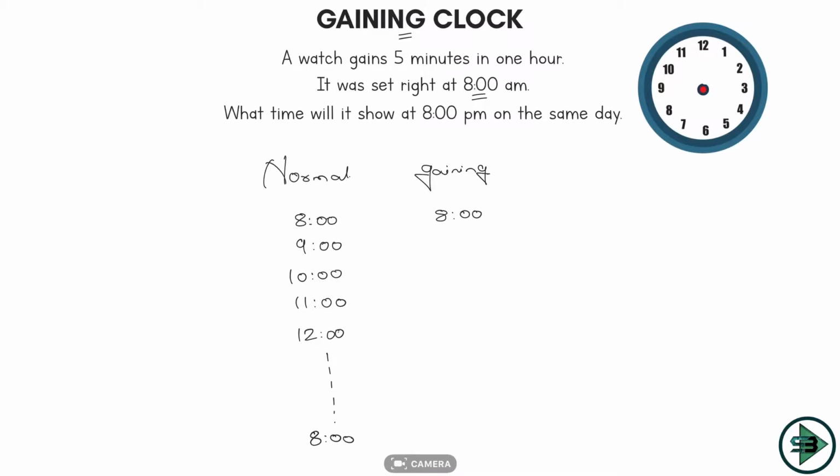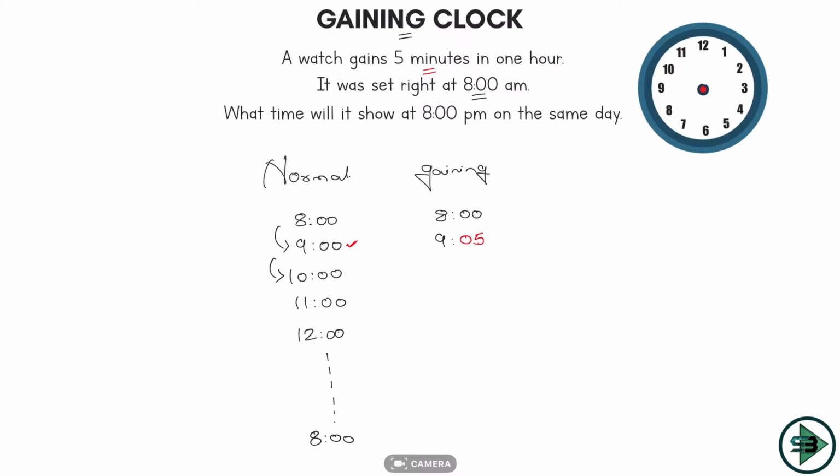But what will happen in the faulty clock right now? The normal clock goes from 8 to 9, the faulty clock will go from 8 to 9:05 and not 9. So when actually the time is 9, it is showing me 9:05. Why? Because it's an error clock. It gains 5 minutes in every 1 hour. That's the error, 05.